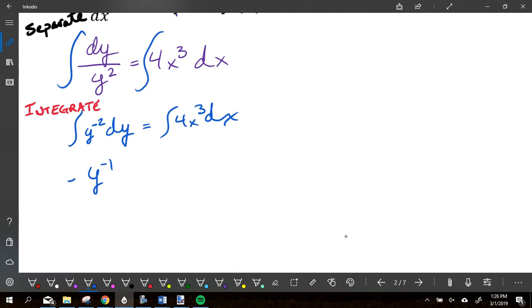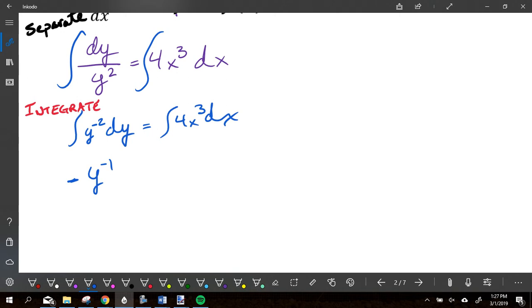So now it's negative 1. I'm dividing by that. I'm just going to make it negative y. Added 1 to my exponent, made it negative 1. Divided by negative 1, it became negative y to the negative 1 power. Technically, when we integrate that, we could put plus c. But I'm going to have plus c's on both sides.